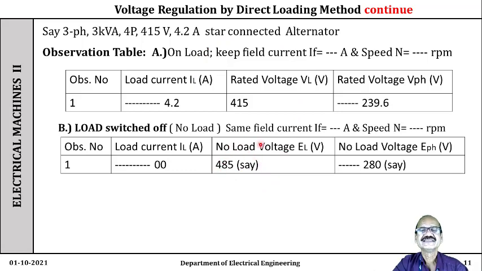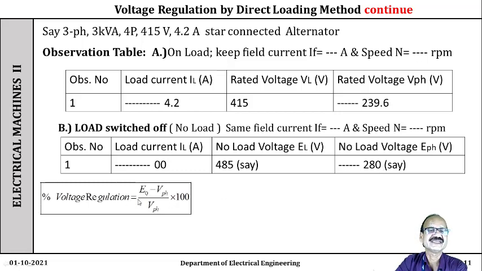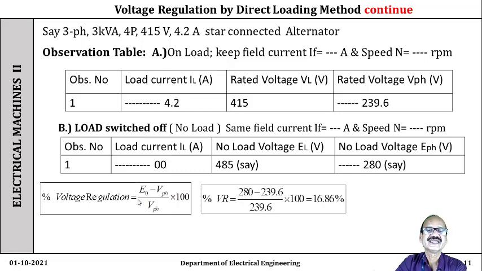Say this no load voltage here is 485 volts, and therefore the no load voltage per phase, divided by root 3, is 280, say. Then the voltage regulation is given by E0 minus VPH upon VPH into 100. No load voltage is 280 per phase minus full load voltage 239.6 per phase, divided by 239.6, multiplied by 100, that is 16.86%. This is the voltage regulation obtained by direct loading of the machine, and that is generally used for small machines.